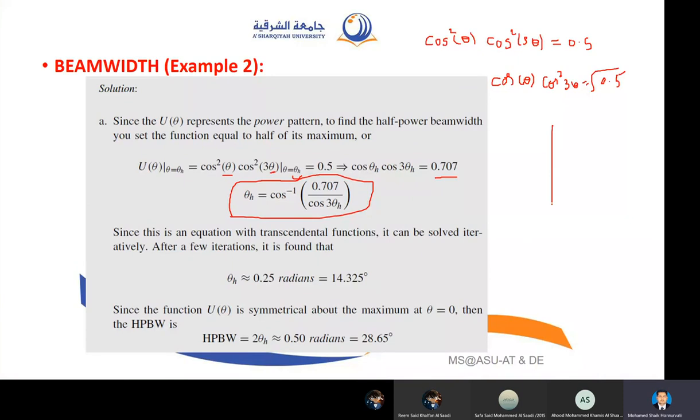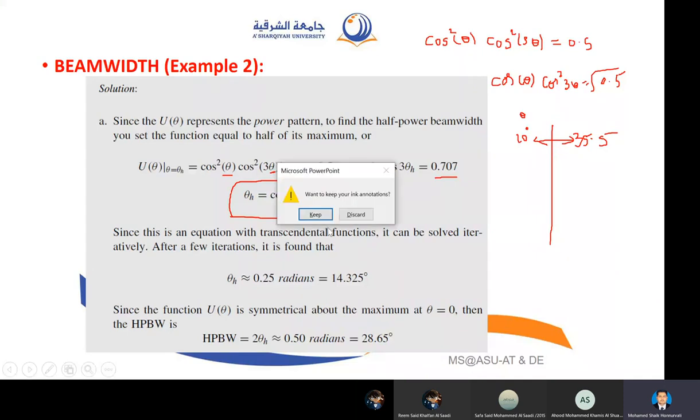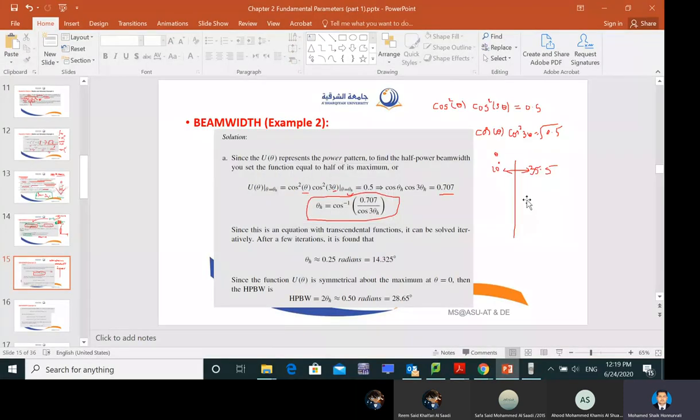Put an angle like this. If I substitute a theta value of 10 degrees, I am getting the output angle at 35 degrees, 0.5 something, which shows that both of them are not equal. So this is not the right angle. So we have to do it for more iterations.